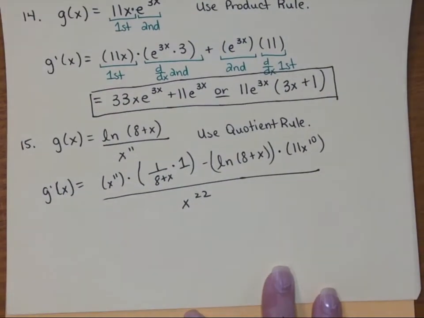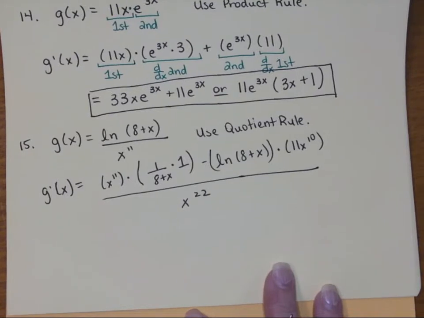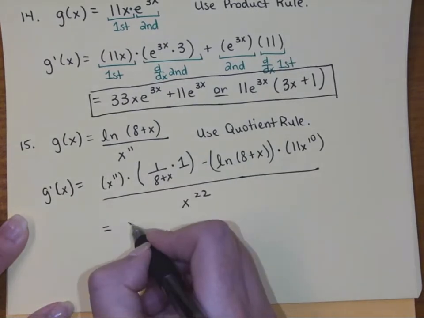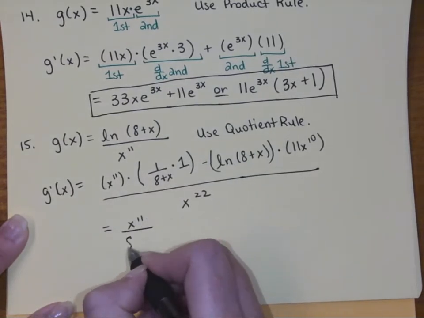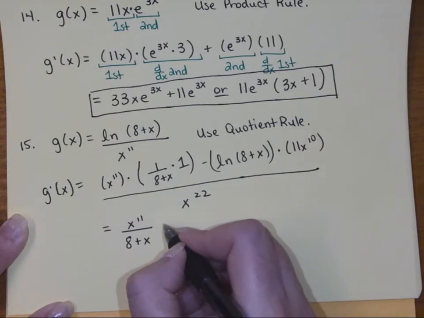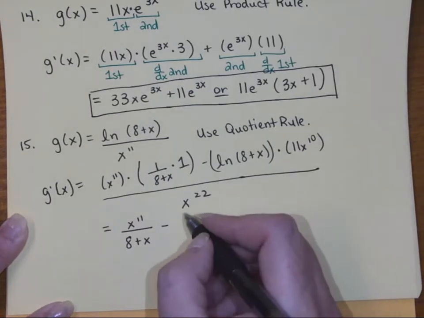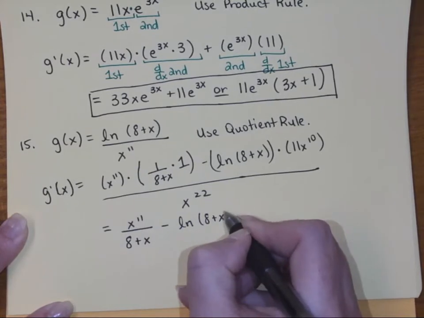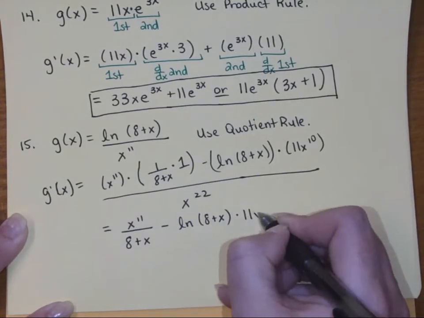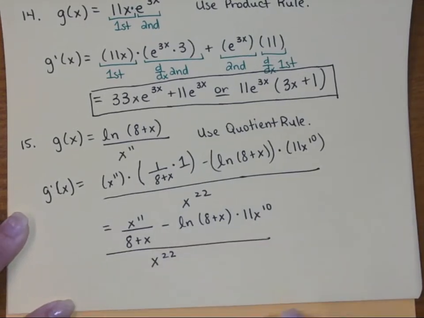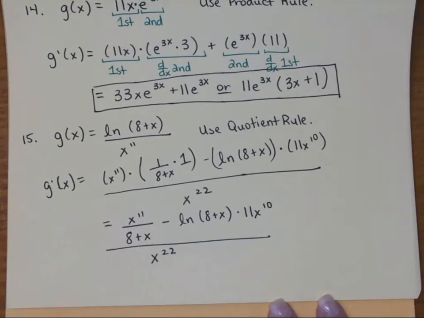So there's a couple of things here. This is a pretty ugly looking problem, right? So I'm going to show you how you would need to kind of simplify this. So first, let's just simplify each part. You get x to the 11th over 8 plus x minus the natural log of 8 plus x, and then times 11x to the 10th over x to the 22nd. So all I really did was combine these first two.